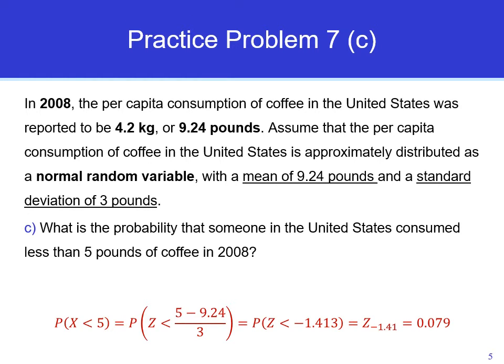So z of 5 is negative 1.41. If you look at the table, that's equal to 0.079. So the probability that someone consumed less than 5 pounds of coffee in 2008 is 0.079.